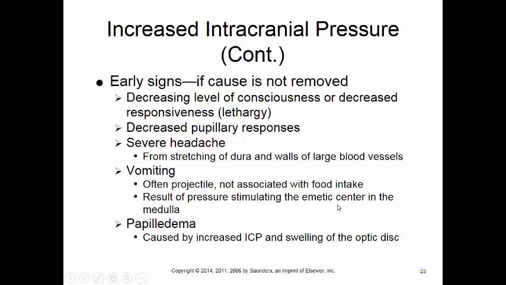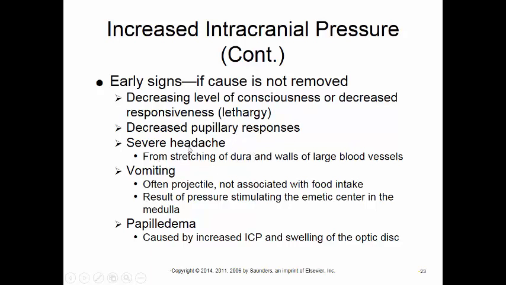So the signs are pretty similar across all the different disorders. There might be some added to it, but overall you're going to see a decreasing level of consciousness or lethargy. Decreased pupillary responses is one of the things checked when somebody has hit their head. The doctor's going to shine a flashlight in the eyes. They want to see pupillary responses.